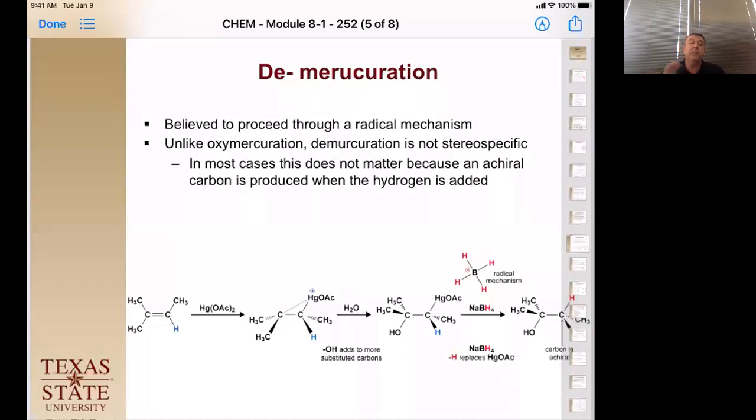It's an achiral carbon, so we really can't tell. But we believe that the demercurization is not stereospecific. It can happen either way. And so unlike the one where we had the specific stereocenter on the boron, where the OH was on the same side where the boron was, the mercury just can leave and we end up with a hydrogen.